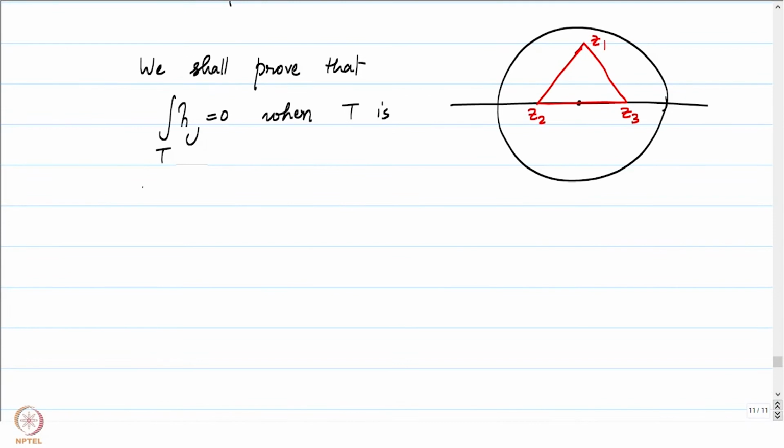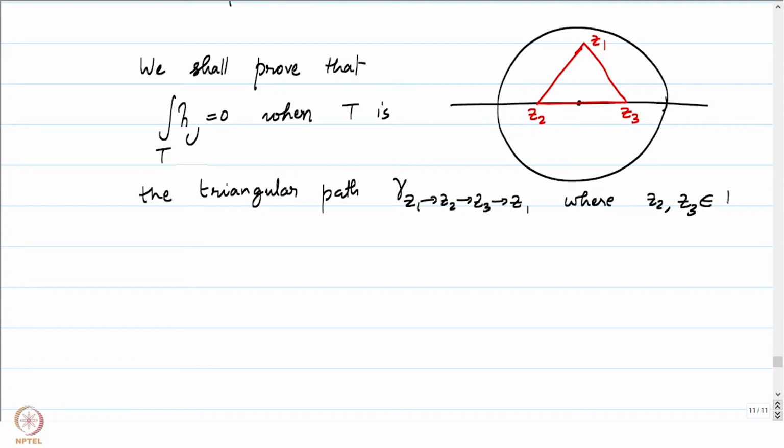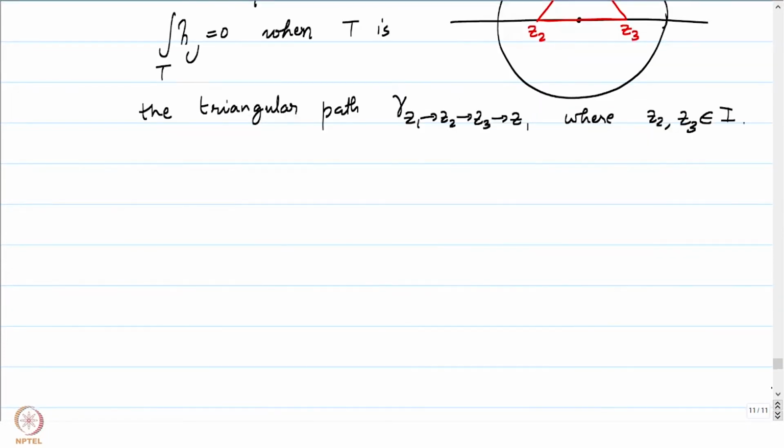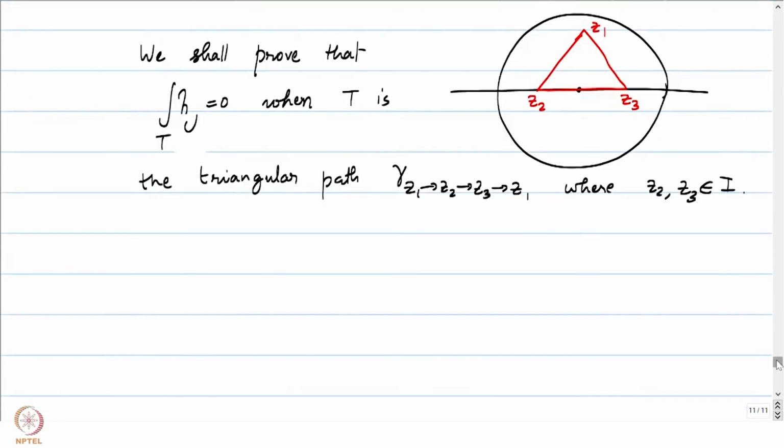So, when T is the triangular path, gamma Z1 to Z2 to Z3 to Z1, where Z2 and Z3 are on I. So, this is the case we will be trying to prove right now. This is the most difficult case. Once we establish this, then we are in good shape to conclude our result.